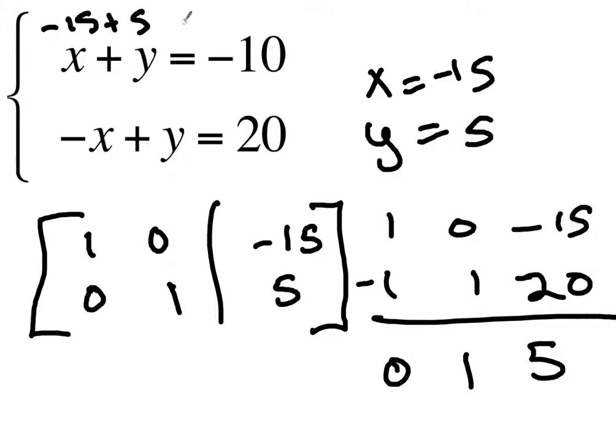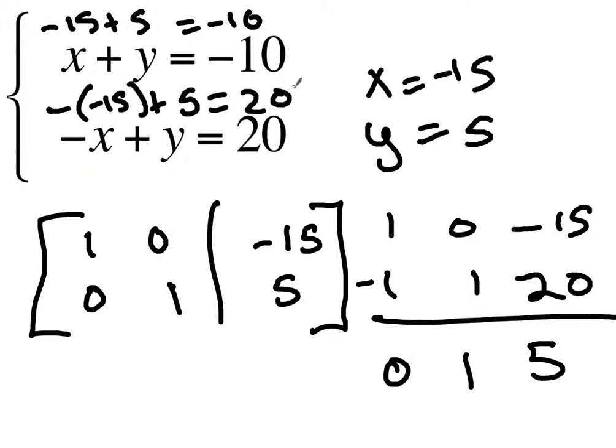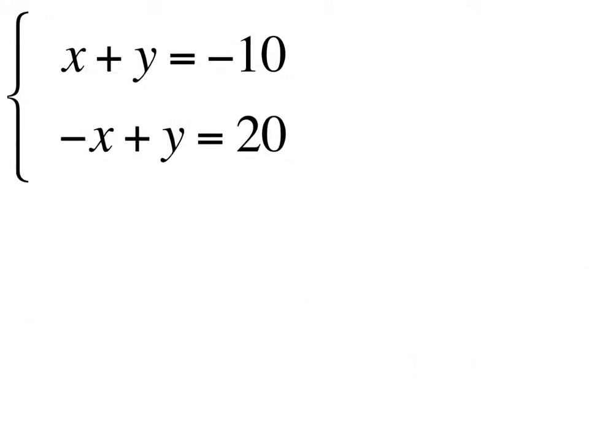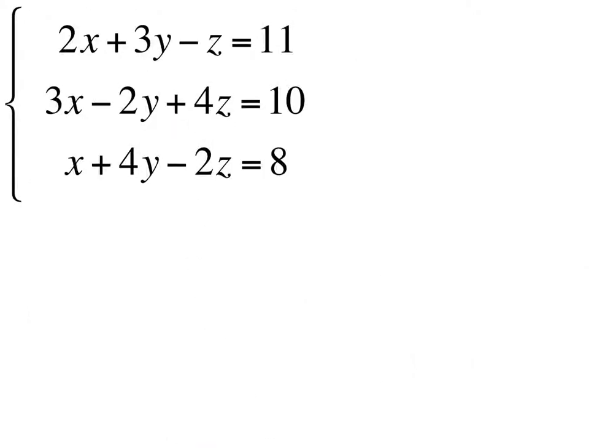Negative 15 plus 5 does equal negative 10. Negative 15 plus 5 does equal 20. So it works in both cases. And that's augmented matrices. Really useful. When you have a problem like this, it's a really big problem, and it would take a long time to solve, but you can solve it with an augmented matrix.